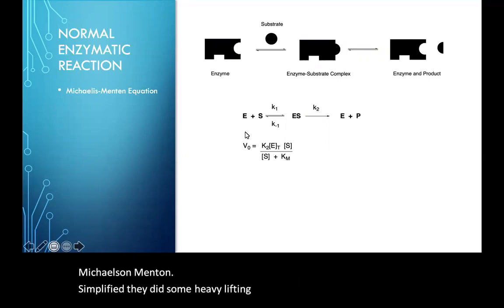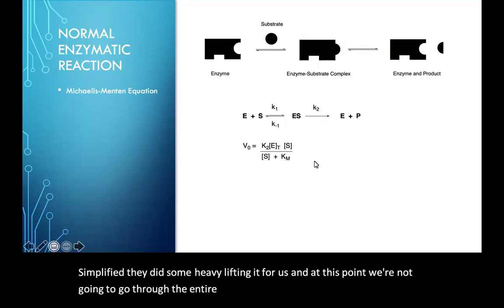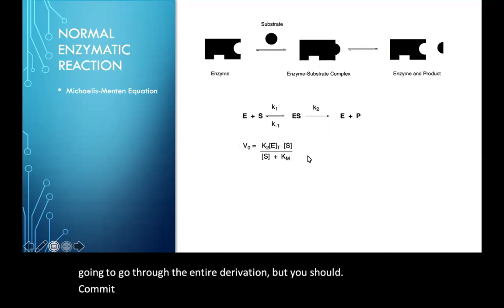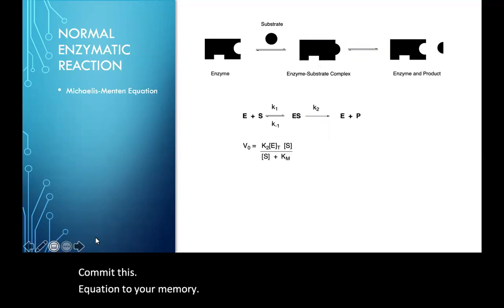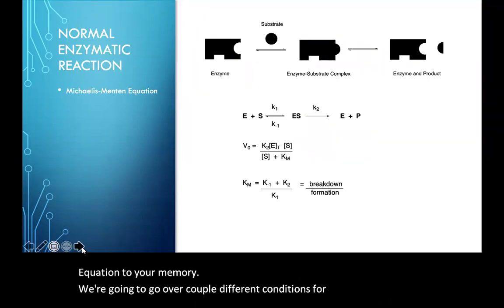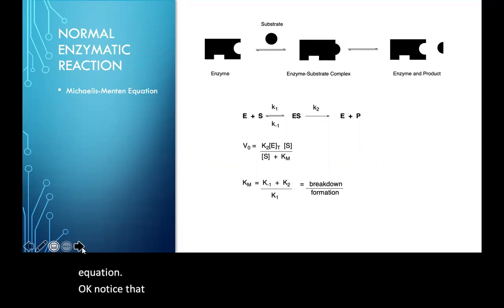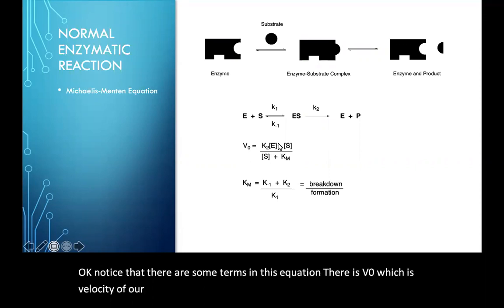And at this point, we're not going to go through the entire derivation, but you should, however, commit this equation to your memory. We are going to go over a couple different conditions for this reaction or this equation. Okay, notice that there are some terms in this equation. There's V0, which is the velocity of our reaction. There's also this E sub T. E sub T is our total enzyme concentration.